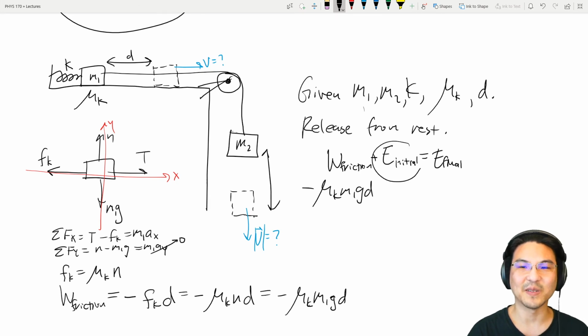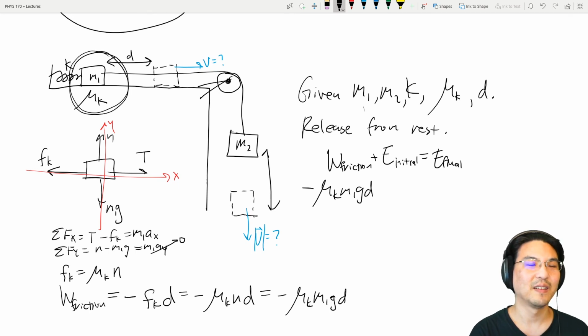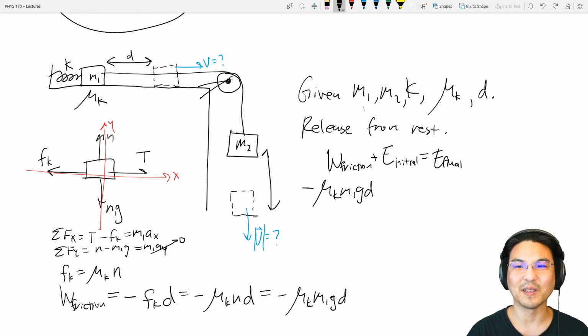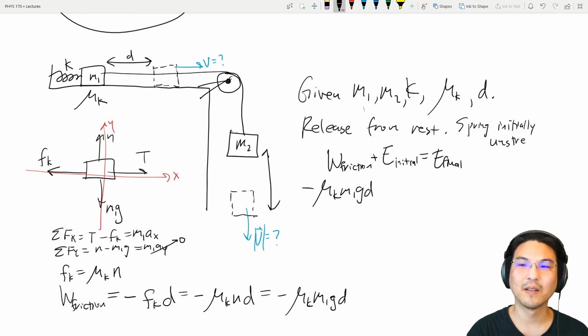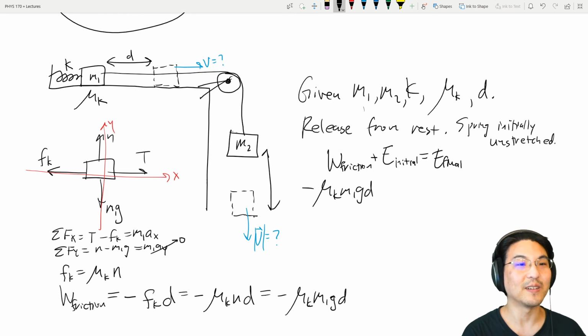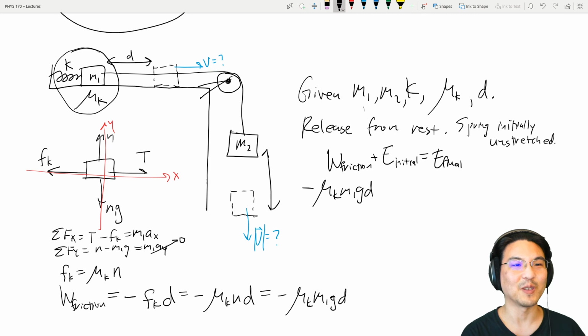Okay, initial. How much energy initially? So for block 1, it's at rest, so the kinetic energy is 0. And I didn't say it, but let's say the spring is initially unstretched. Okay, so then if the spring is initially unstretched, then the potential energy for the spring is 0.